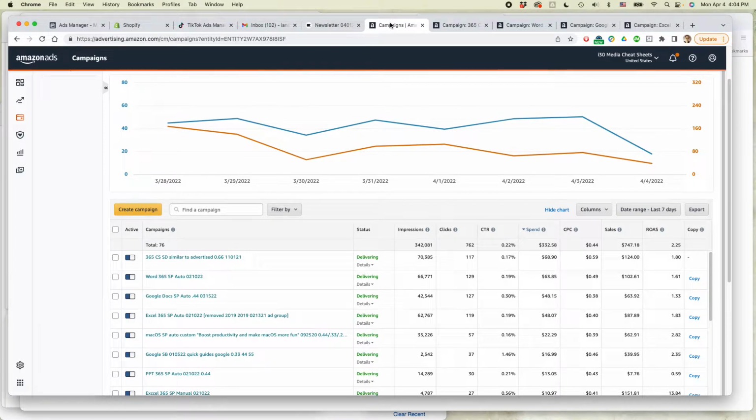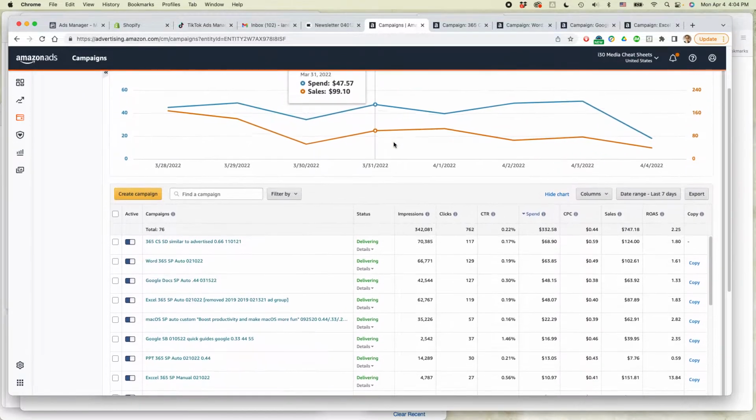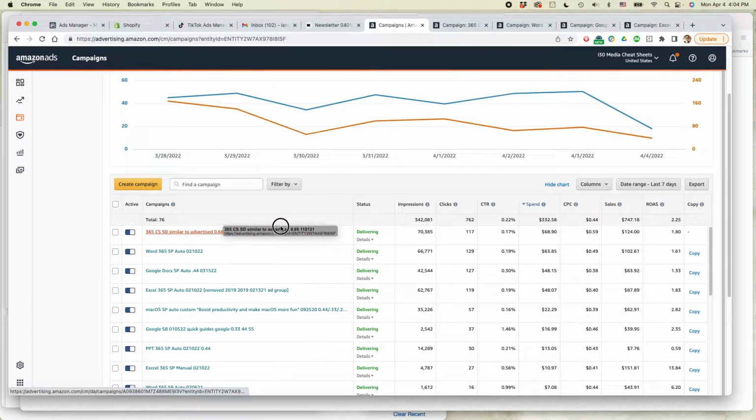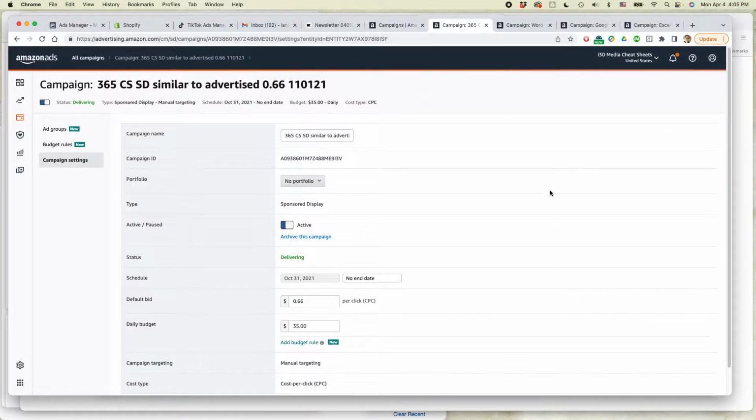Today, I'll be talking about optimizing an Amazon advertising sponsored display campaign. And here's what I want everyone to look at. This one on the top here, 365 CSSD. The performance on this is not that good. I'm spending about $68 in the past 7 days, and the sales, that's excluding Amazon's cut and also my own cost, is 124. So the ROAS is 1.8. That's not great. That's maybe around break even, and it needs to be higher. So let's take a look at the campaign and see what's going on.